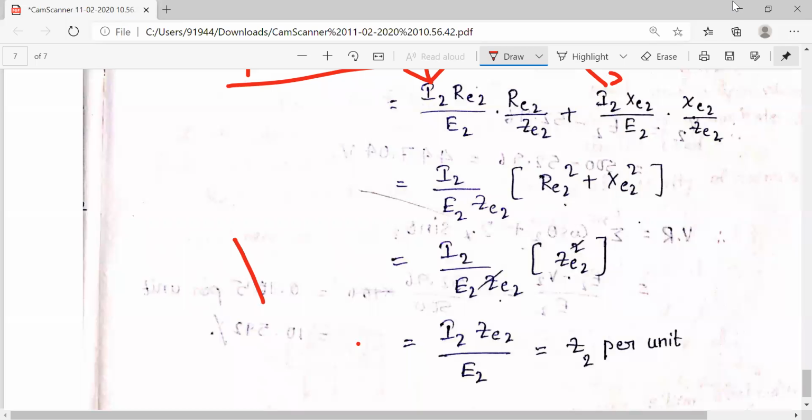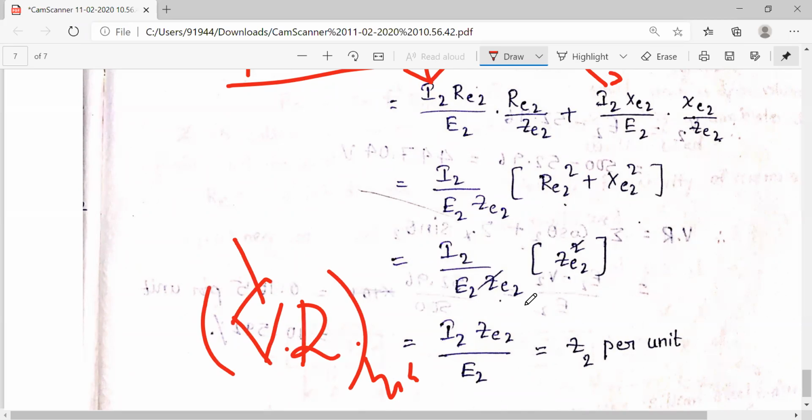So this is the value of maximum voltage regulation. Maximum voltage regulation is equal to I2 Z equivalent 2 by E2. That is also called per unit impedance.